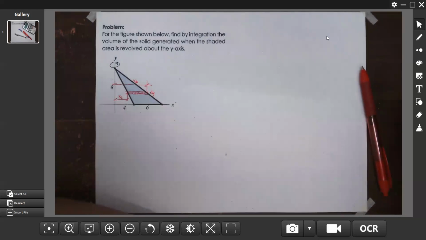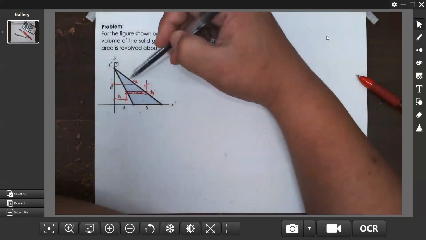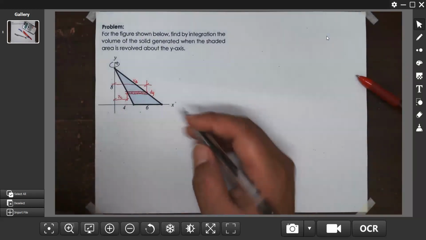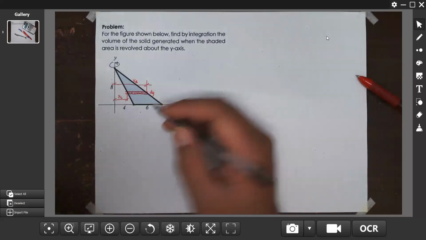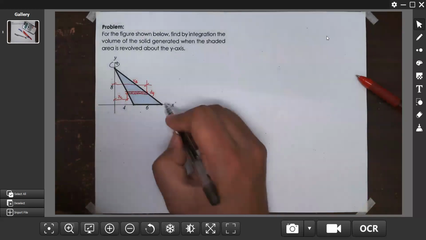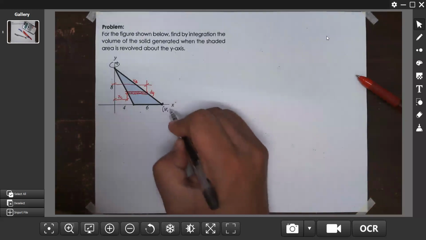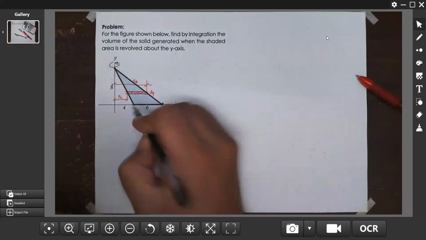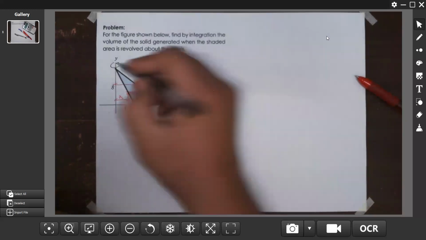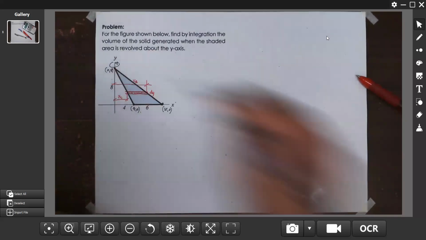But the problem is, we don't have the equation of these two lines. So what are we going to do? Let's go back to analytic geometry. First, let us determine the coordinates of these points. For this point, the coordinate is (10, 0). For this point, the coordinate is (4, 0). And this one, the coordinate is (0, 8).